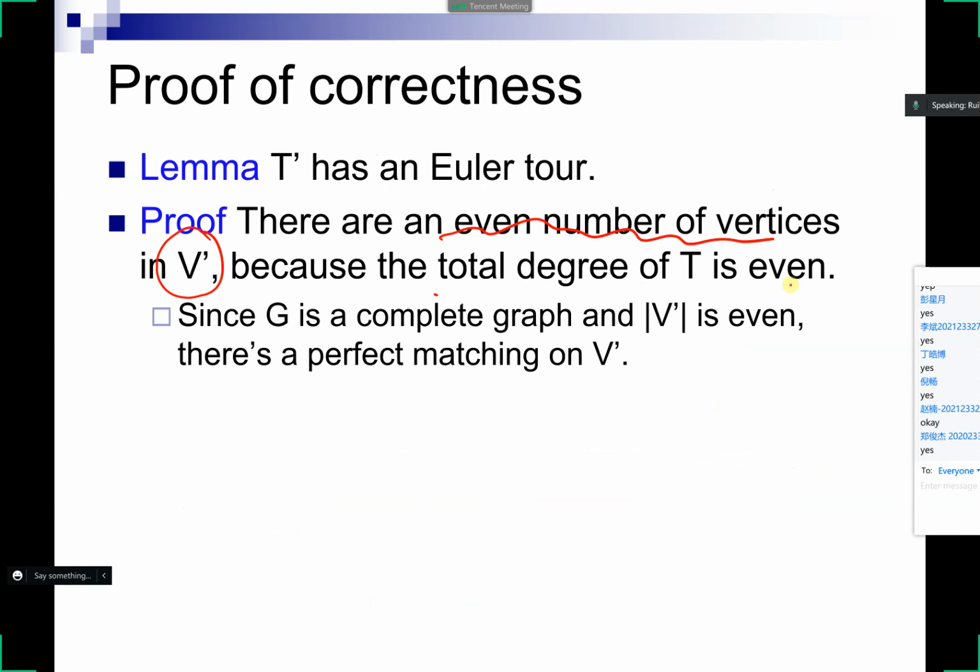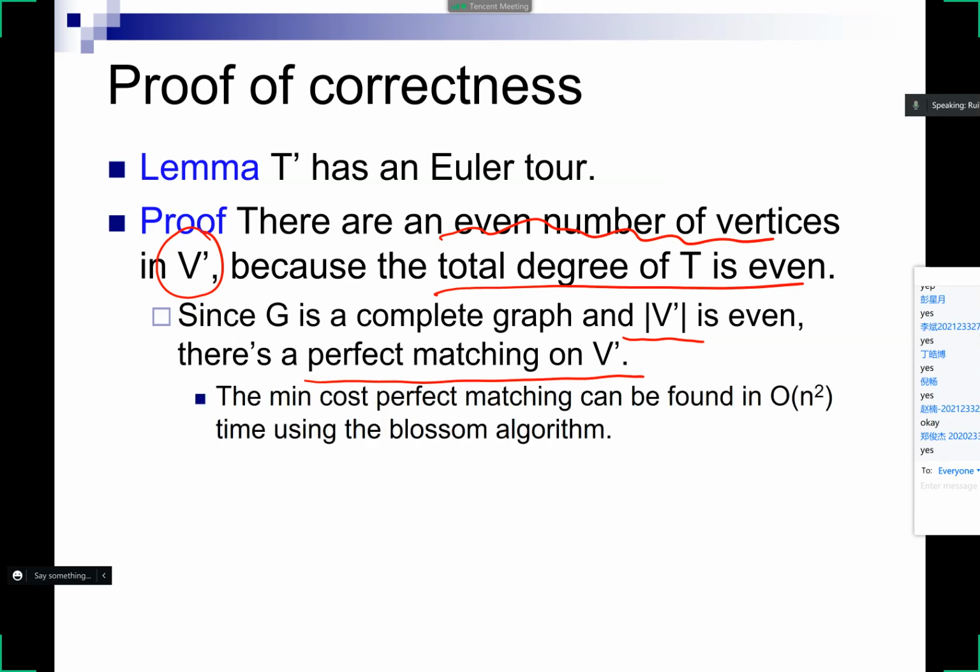Since you have an even number of odd degree vertices, and because these vertices, V prime, are sitting inside of a complete graph (I didn't draw the complete graph, but they are sitting inside of one), there's a perfect matching on V prime in this complete graph. If you have 6 vertices, it's always possible to find 3 edges which include all 6 vertices. Furthermore, you can find the minimum cost perfect matching efficiently using, for example, an algorithm called the Blossom algorithm, so you can find these in polynomial time.